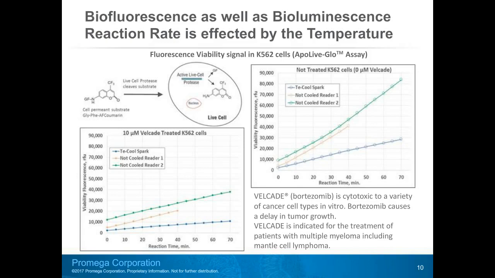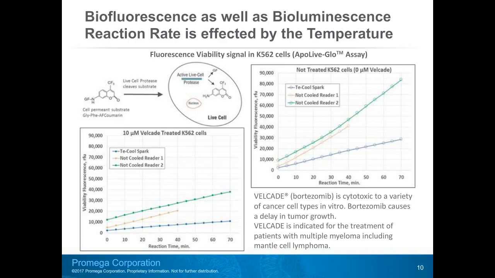Biofluorescence reactions are also affected by temperature. One of Promega's cell viability assays is the Assay-Glo, which evaluates cell viability using a biofluorescence signal. In the assay, a cell-permeable glycine-phenylalanine AFC coumarin substrate enters the cell, where it is cleaved by the live cell's protease activity to produce the AFC fluorophore. Excitation for this fluorophore is 415 nanometers and emission maximum is 500 nanometers.